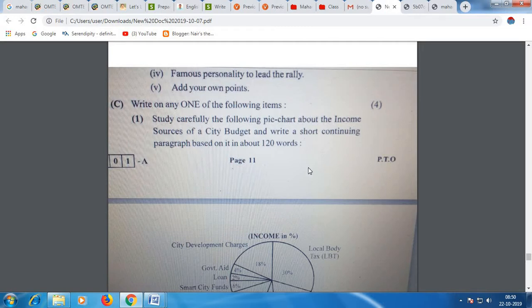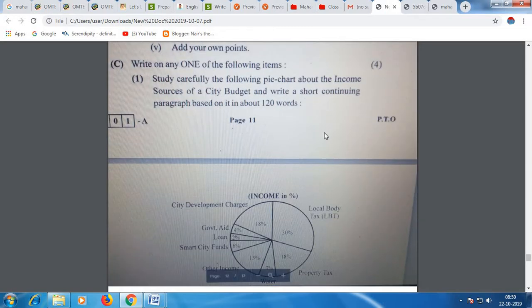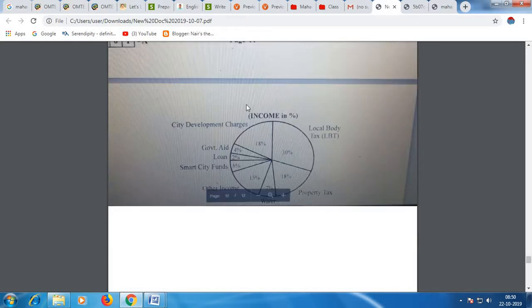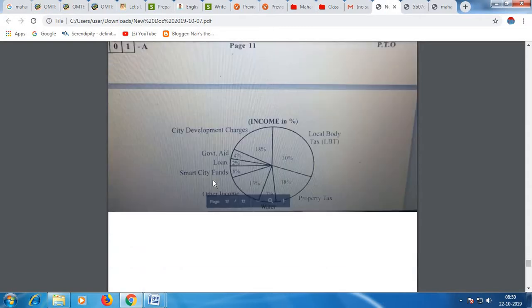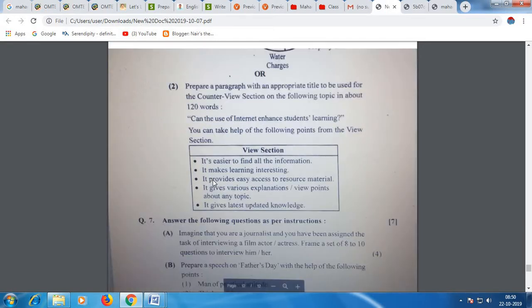The pie chart is given here. Study carefully the following pie chart about the income sources of city budget and write a short continuing paragraph based on it in about 120 words. So we can see the pie chart here. On the basis of the pie chart, we need to prepare a short para on this. So that can easily be done.